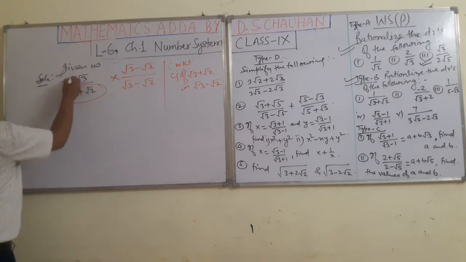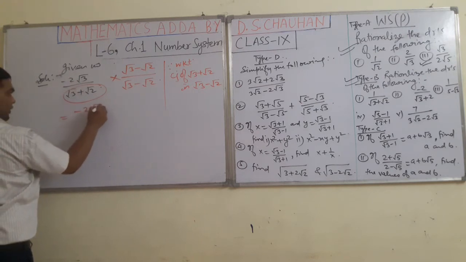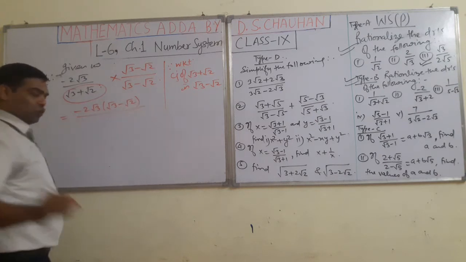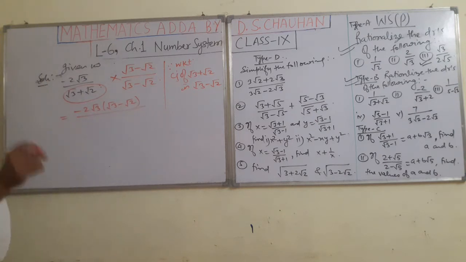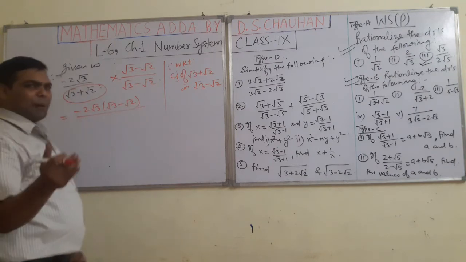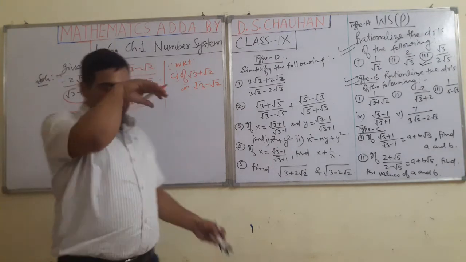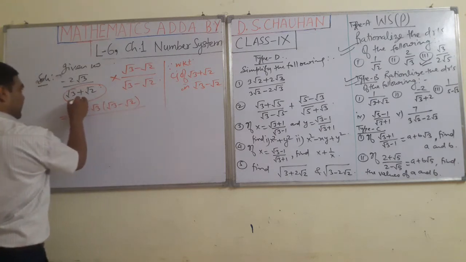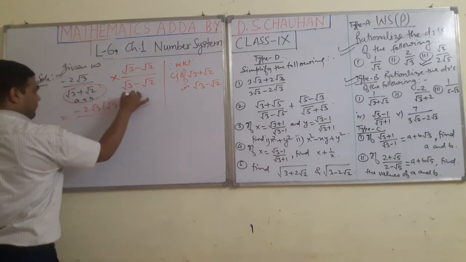Now see, numerator becomes minus 2 root 3 times root 3 minus root 2. Actually, we have to do the work mainly in the denominator, so no need to get disturbed or simplify the numerator. So what will you write here? Easily as it is. Now it is of the type a plus b, a minus b.